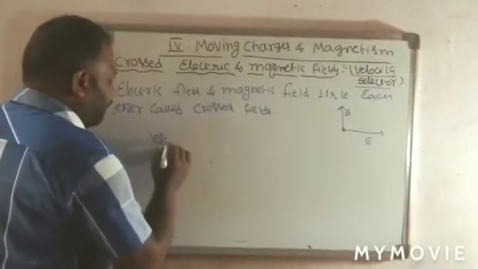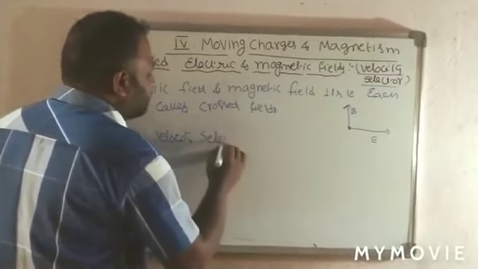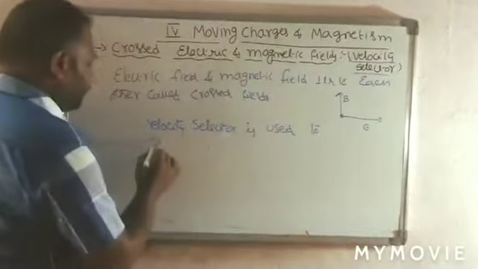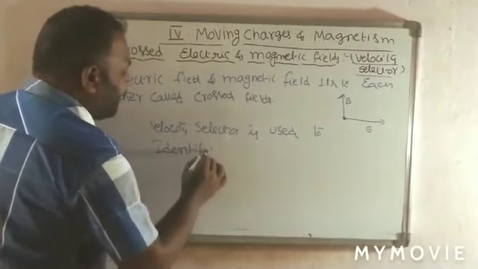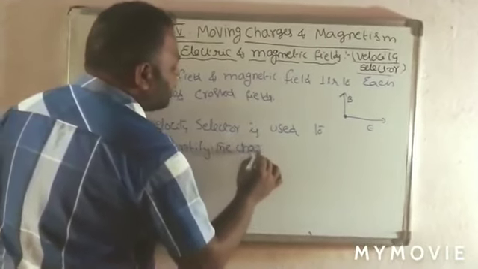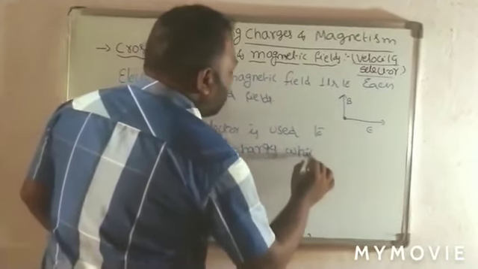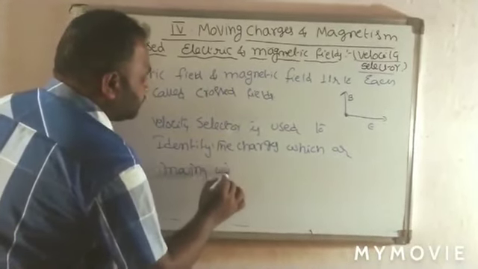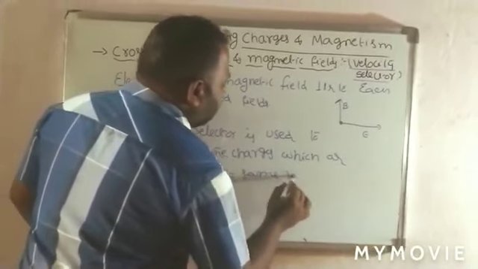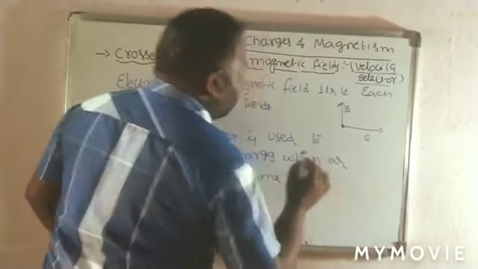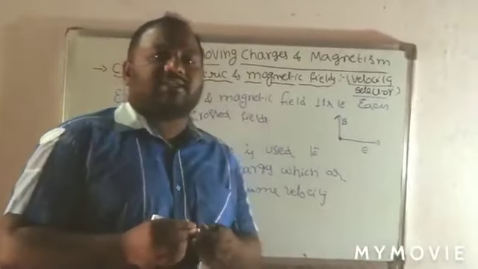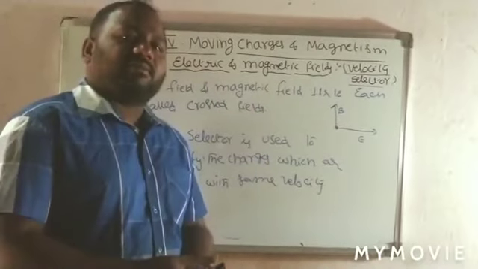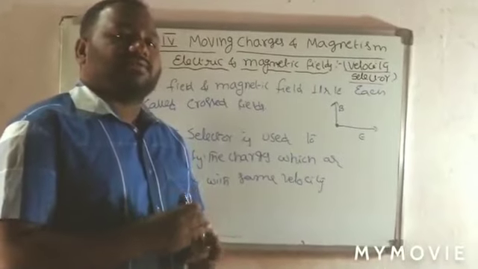The velocity selector is used to identify the charges which are moving with the same velocity or a particular velocity. If you want to get a particular velocity of a charged particle, in that place we are going to use this velocity selector. From that we identify a particular velocity of a charged particle.